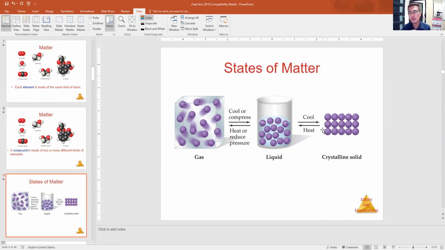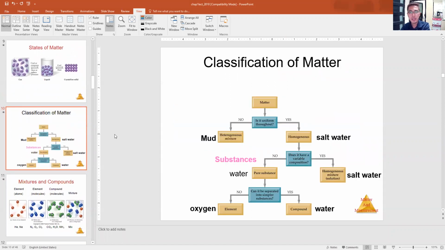So if you heat a crystalline solid, it will liquefy, like it melts. And then for liquid, with another heating medium, another increase of temperature, it becomes a gaseous form. So the states of matter are a cycle of transformation of different states.